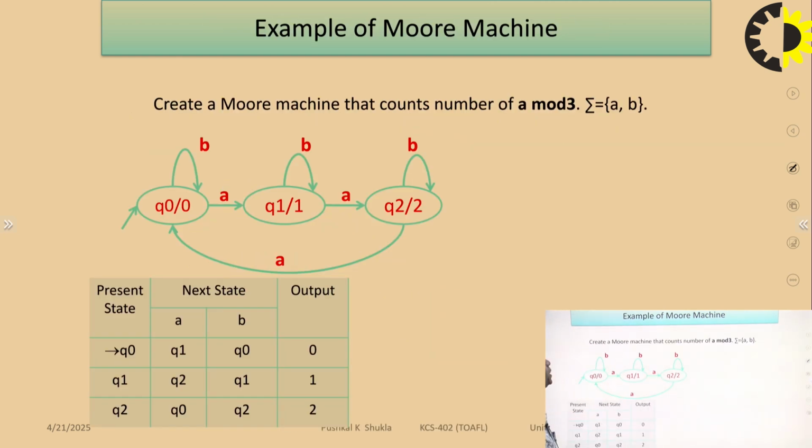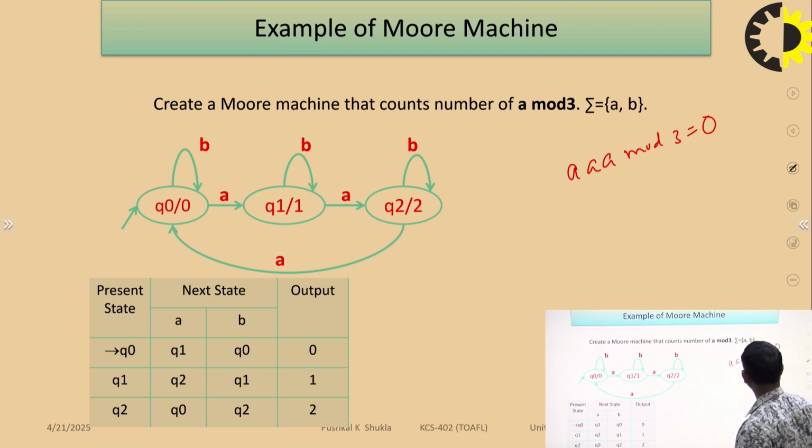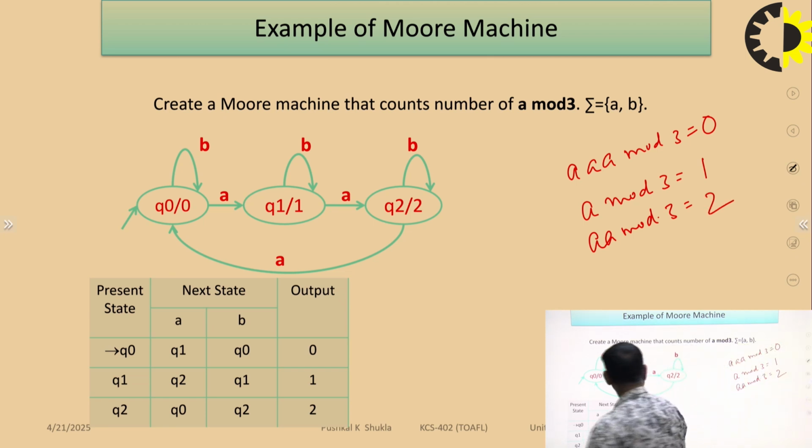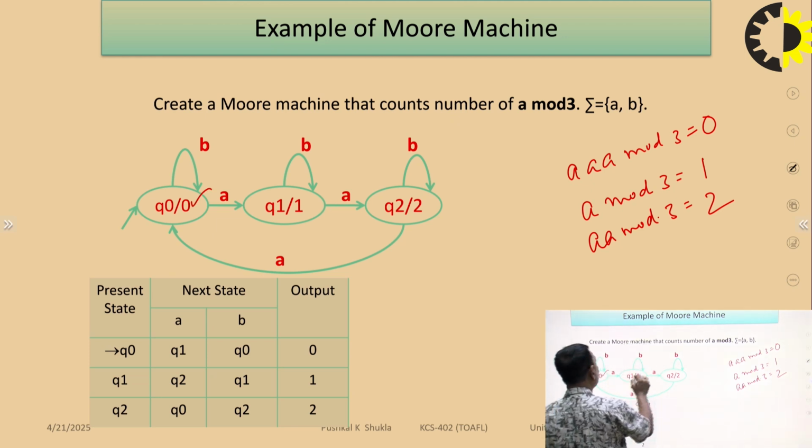Create a Moore machine that counts the number of A mod 3. So a Moore machine we have to design for A mod 3. It means suppose the number of A's is 3, then 3 mod 3 will give a remainder 0. So output will be 0. In the case of 1 mod 3, it will give our output 1, and 2 mod 3 will give a remainder 2. So 3 types of outputs are there, 0, 1, 2.